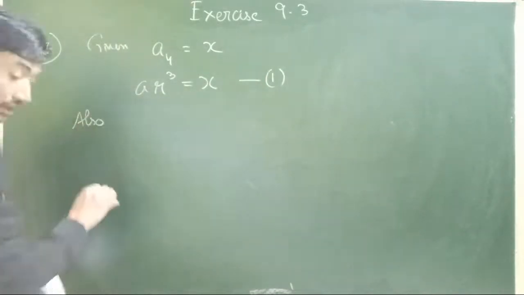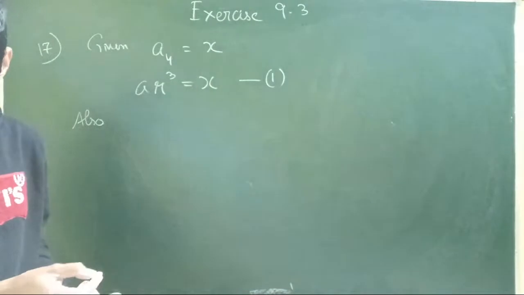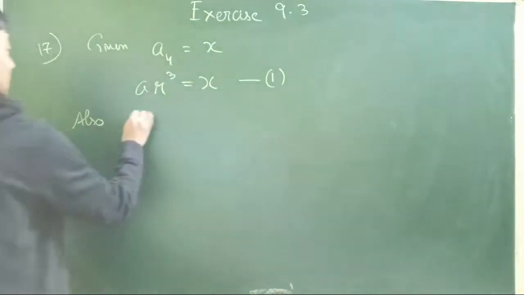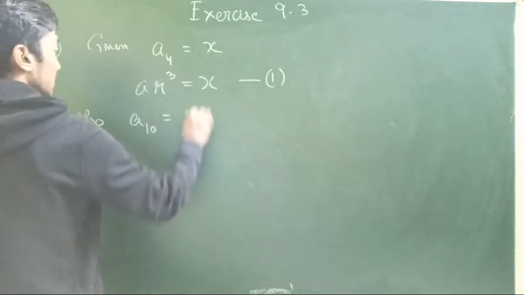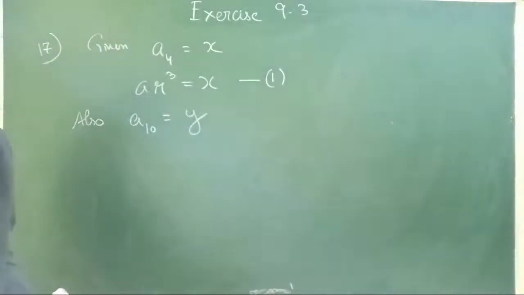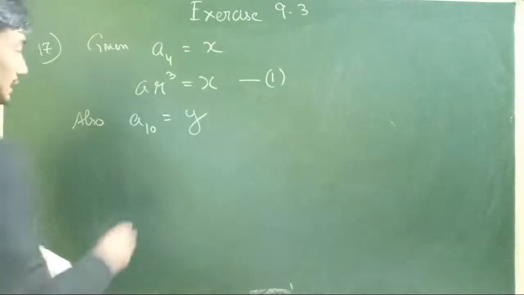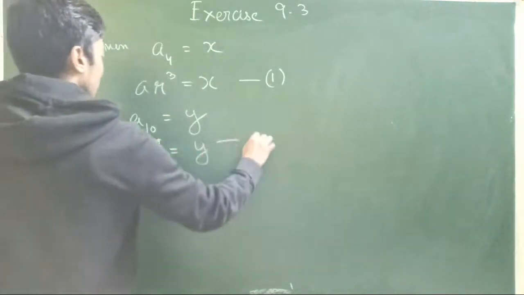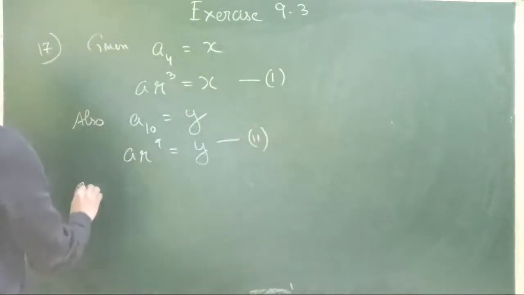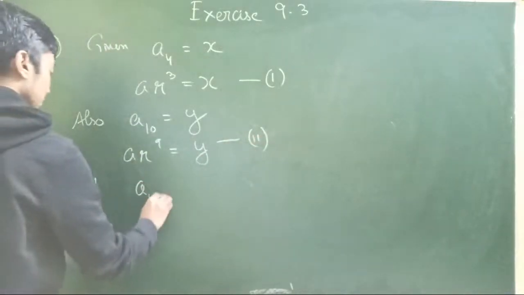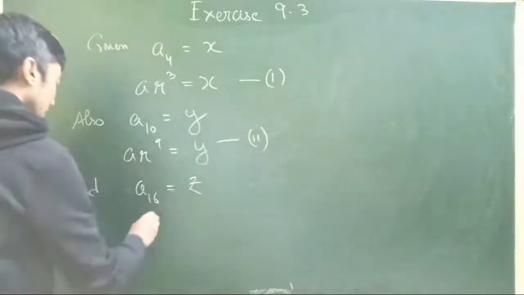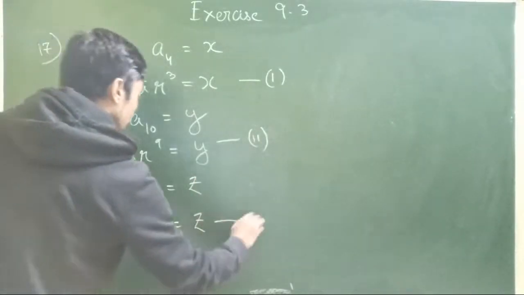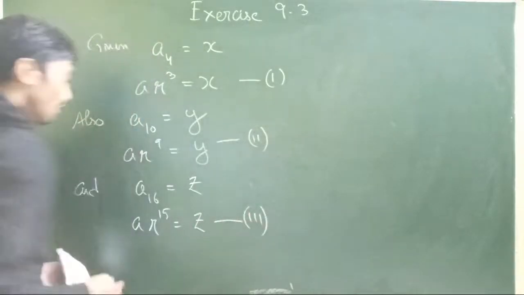Also, another term that is given is the 10th term is y, not 16. So that is AR power 9 is equal to y. Equation 2. Fine. And the 16th term is z. So that's AR power 15 is equal to z. Okay, this is what we have.